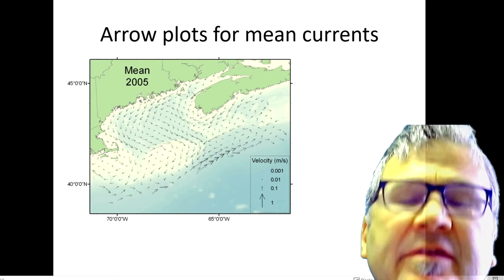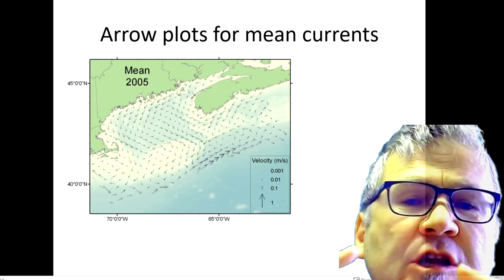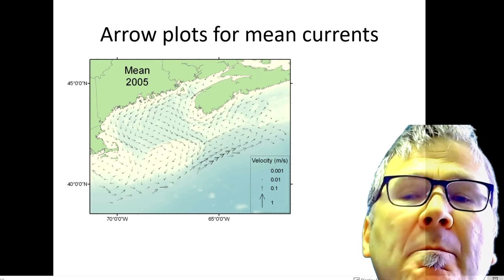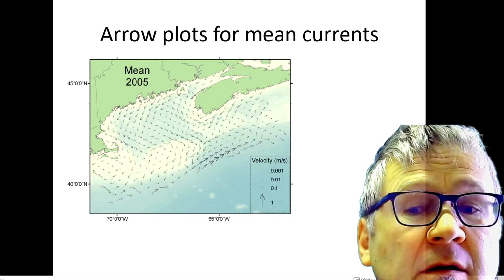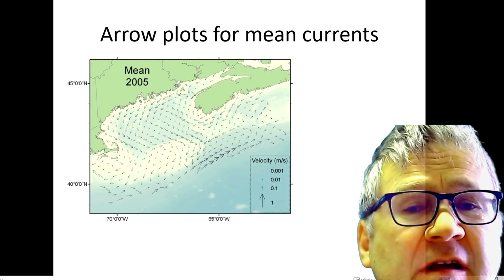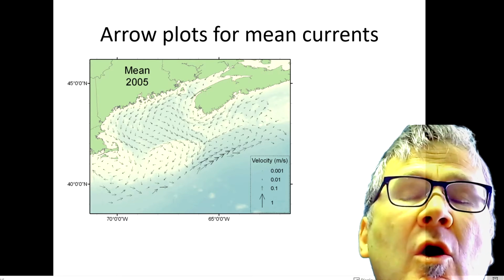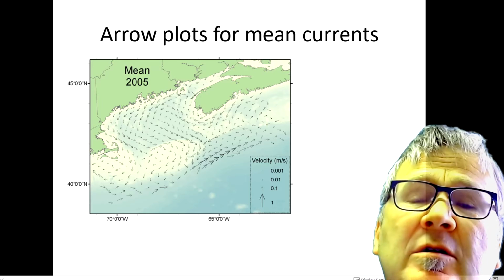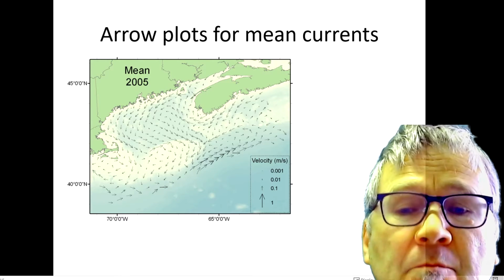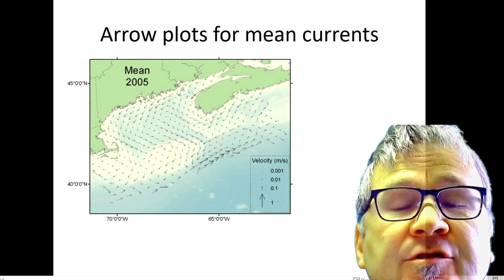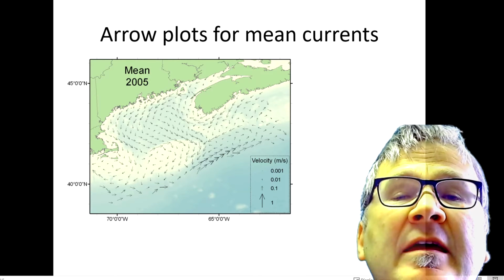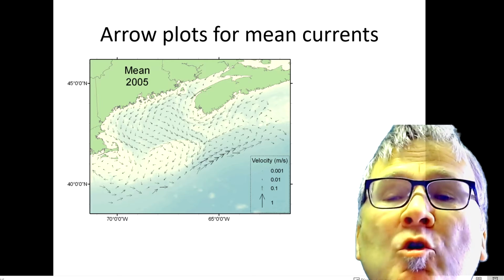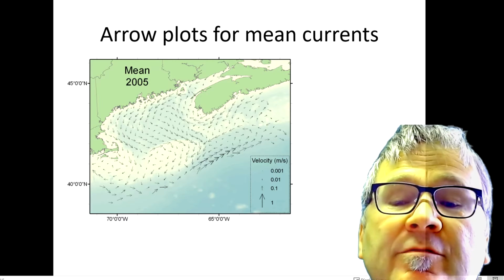So here's another method that you can use to show mean currents. Not tidal currents, which vary all the time, but something which exists on a time scale of, say, a month, mean currents. And you can show these mean currents in terms of a map of arrows, an arrow plot.